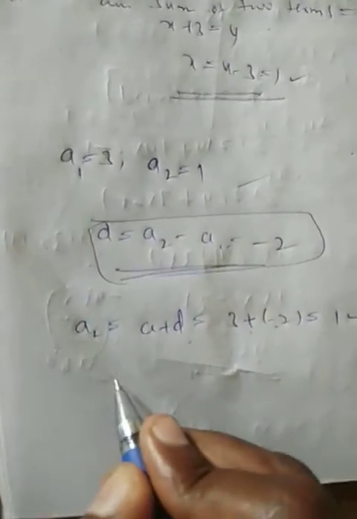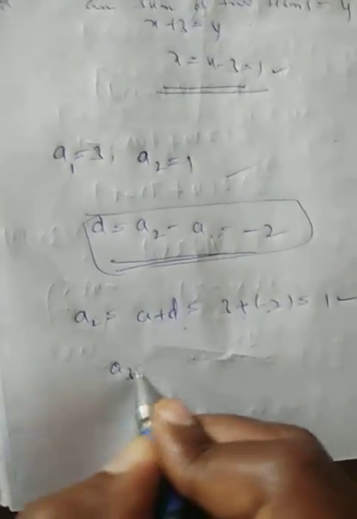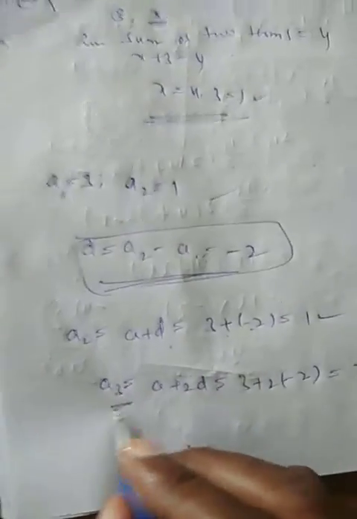Next, what do we have to find? A3. The third term is going to be what? A3 is equal to A plus 2D. That will be, A is what? 3, plus 2 into D, which is minus 2. 3 minus 4. 3 minus 4 is what? Minus 1. We got A3 also.